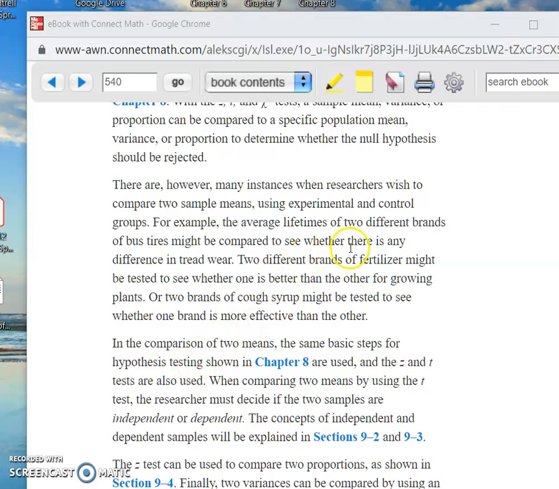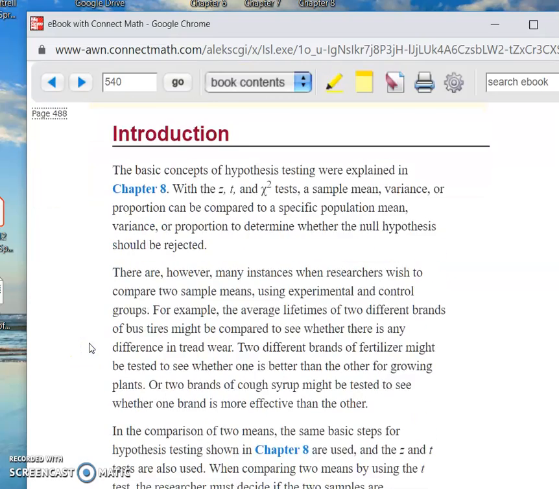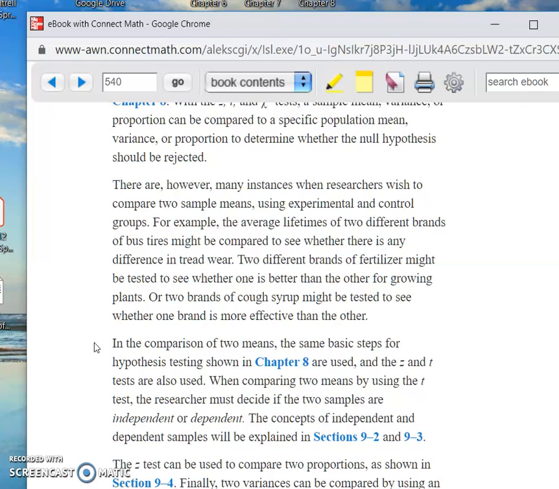In any case, this language, experimental and control groups, sometimes that makes a lot of sense, sometimes it doesn't. What it boils down to is what we're really trying to get to, the point of this whole story: you have two samples and you are comparing the means. You want to decide if the two means have any statistically significant difference. So here's what he's talking about here.